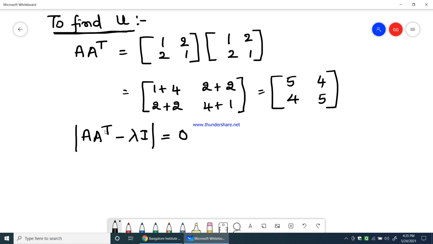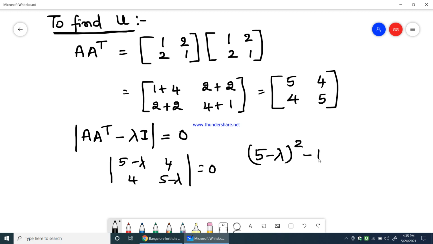So first we will find out the eigenvalues. Now A into A transpose minus lambda is what? I will just directly write, which is 5 minus lambda, 4, 4 and 5 minus lambda, which is equal to 0. So it is (5 minus lambda) the whole square minus 16 equals 0. So here 25 plus lambda square minus 10 lambda. So a square plus b square minus 2ab, that is the formula, minus 16 equals 0.